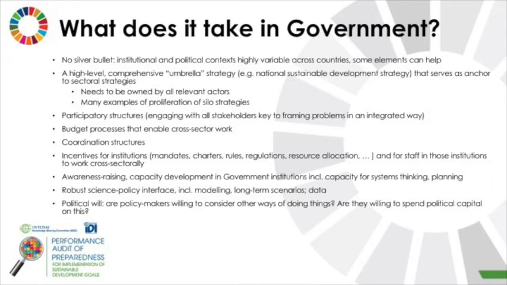Then there are some factors that are really linked to the structure and the incentives of institutions themselves. For example, are the budget processes that are in place enabling for cross-sectoral work? Is it possible when you want to work in a multi-sector fashion to even have a budget line for this? Then, are there coordination structures that enable decision making in a multi-sector context? What are the incentives within the institutions for cross-sectoral collaborations? For example, this goes from the mandates of the institutions themselves to their charters, their internal rules and regulations, and resource allocation within the institution.